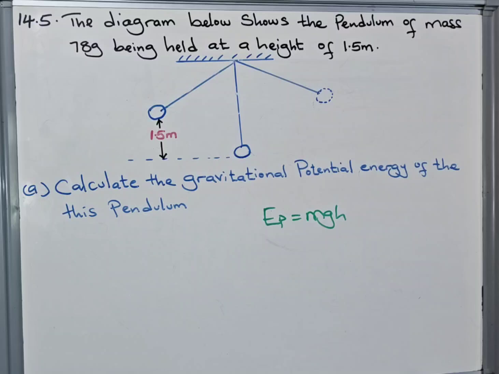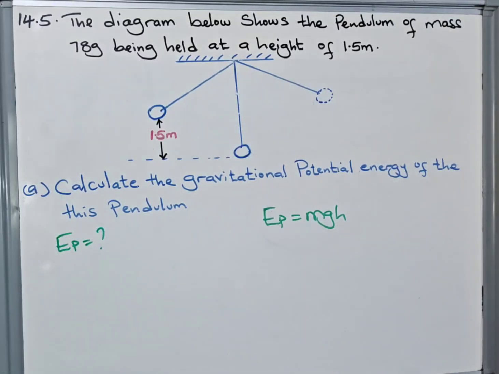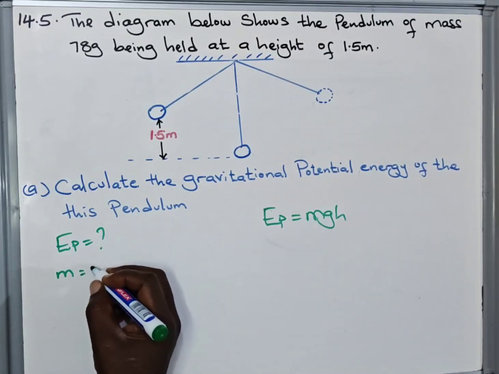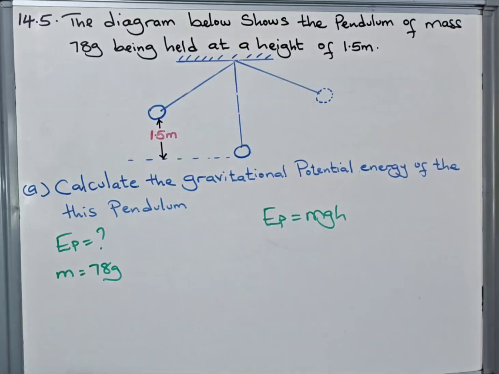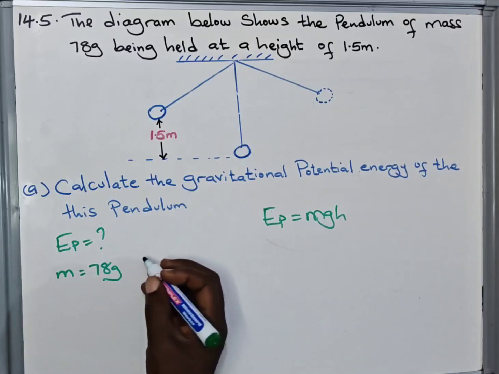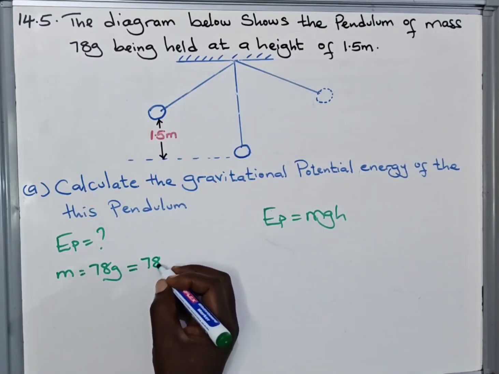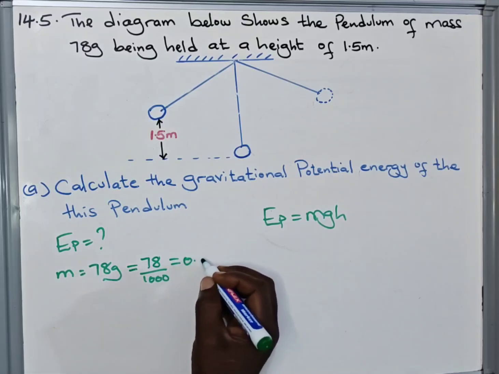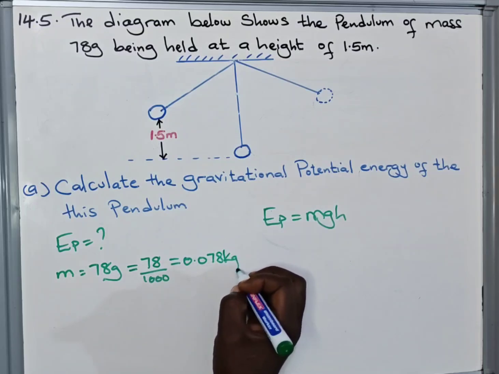Now the question is, what do we know? We are looking for potential energy, which we don't know. But do we know the mass? Yes, we have it. It is 78 grams. And we need to know that the SI unit for mass is kilograms. So we convert this one to kilograms. So it is 78 over 1000, giving you 0.078 kilograms.